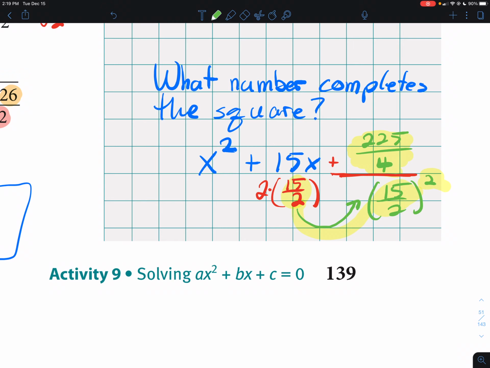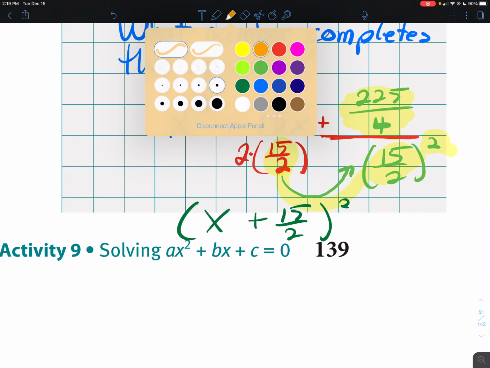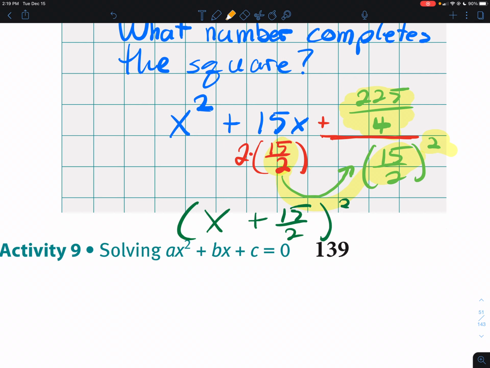And then to write it factored, which I didn't ask you to do, would be x plus 15 over 2 squared. Divide the middle. I like to draw kind of like a check mark. Divide by 2 and then square it to get the number that goes in the blank.